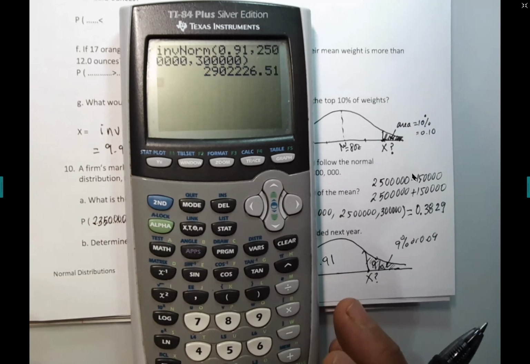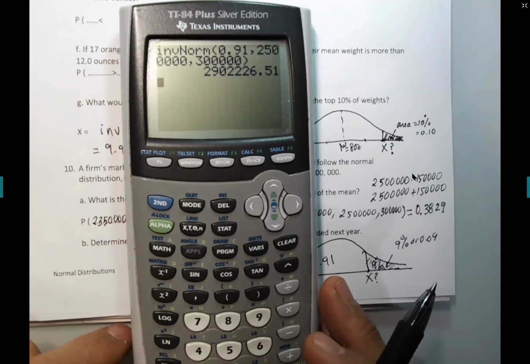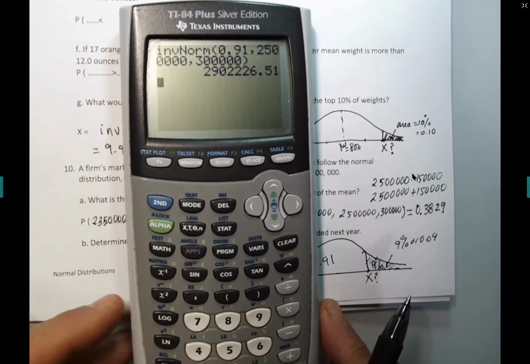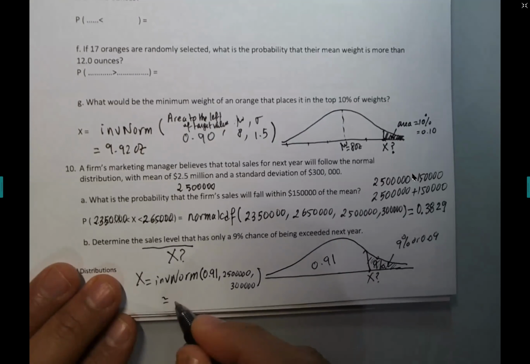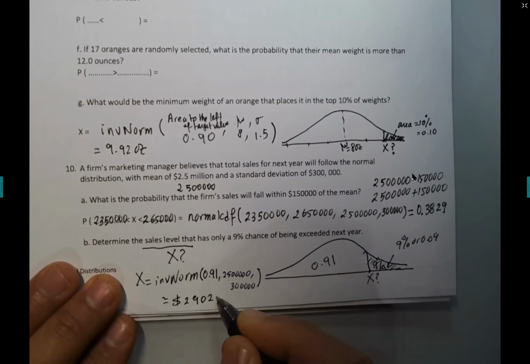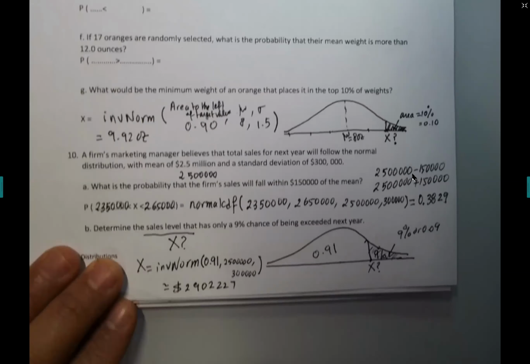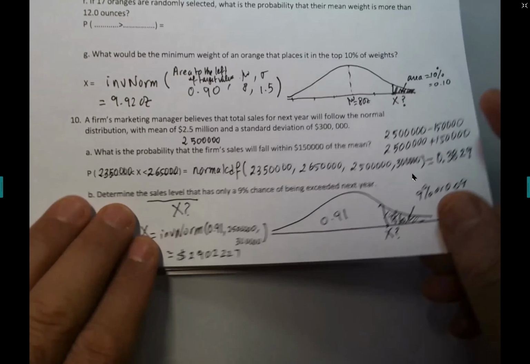Okay, so it's 2,902,227 if I round to the nearest dollar. I'll write it down. That's the answer. All right. Let me see next.